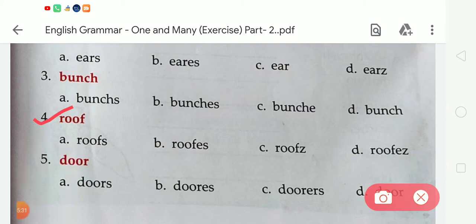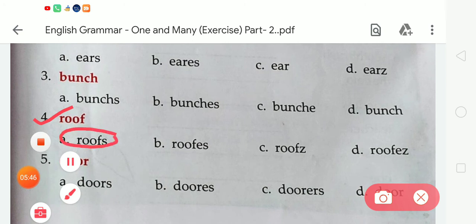Dear student, tell me what we add, S or ES? We have to add S to change this given one to many. So it will be roofs. We have to circle it.